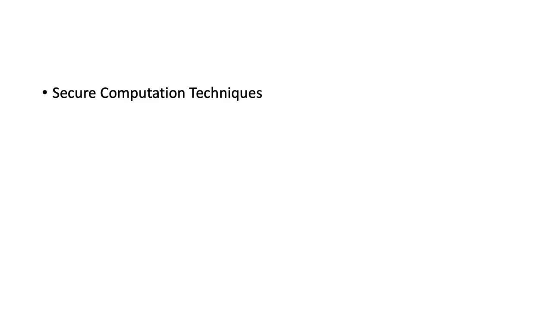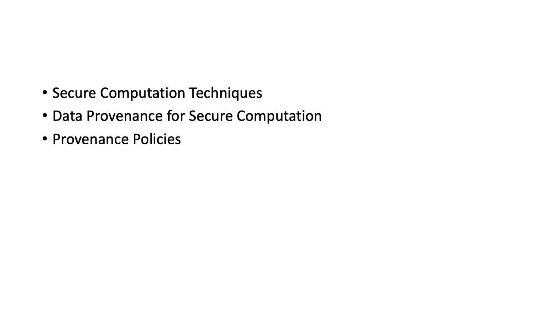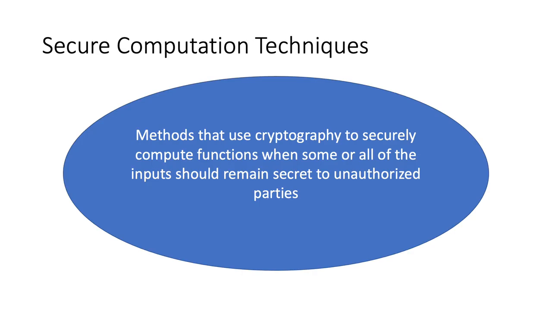In this training session, we will cover secure computation techniques, data provenance for secure computation, and provenance policies. Secure computation techniques are methods that use cryptography to securely compute functions when some or all of the inputs should remain secret to unauthorized parties. Some examples of secure computation techniques include multi-party computation, secure enclaves, and zero-knowledge proofs.